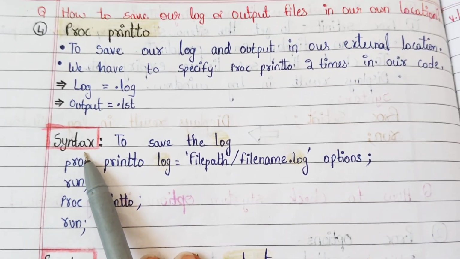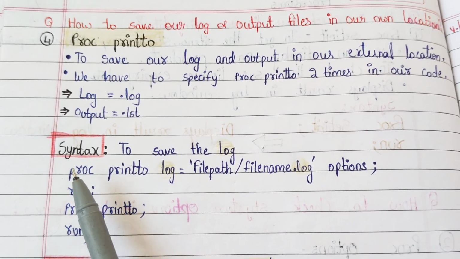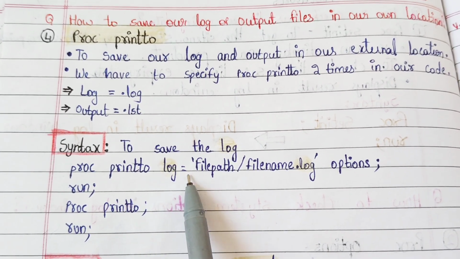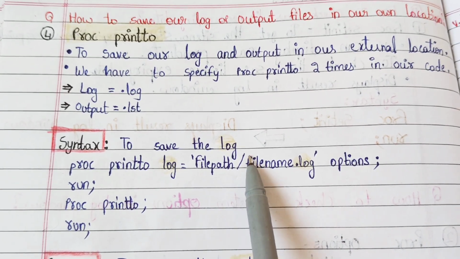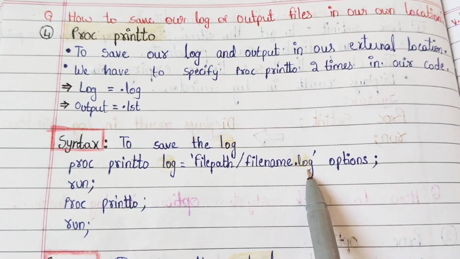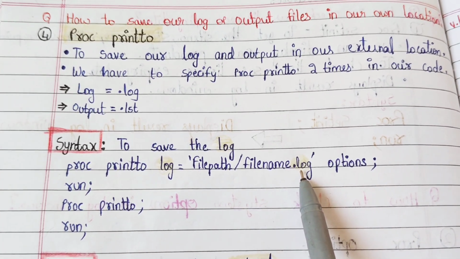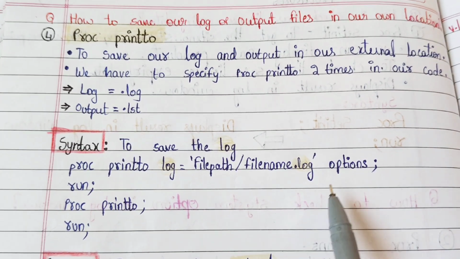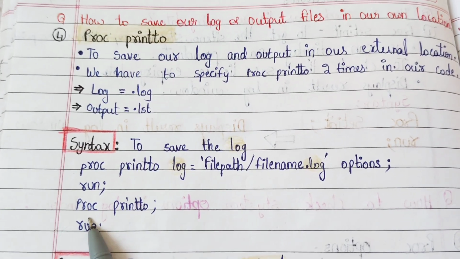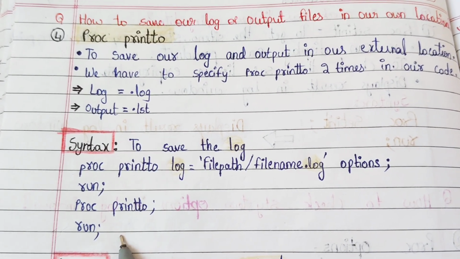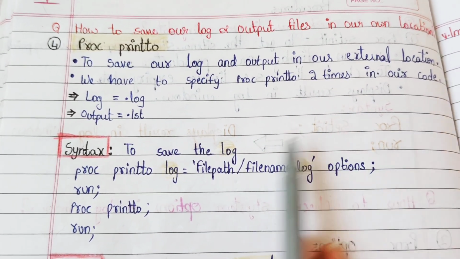You can see the syntax here. To save the log, what syntax will we use? We will use proc printto log equals, with single quotations we write the file path location/file name.log. We are saving the log in our file path location. Options semicolon, run semicolon. Again we use proc printto semicolon, run semicolon. Don't forget that we have to use proc printto 2 times in our code.